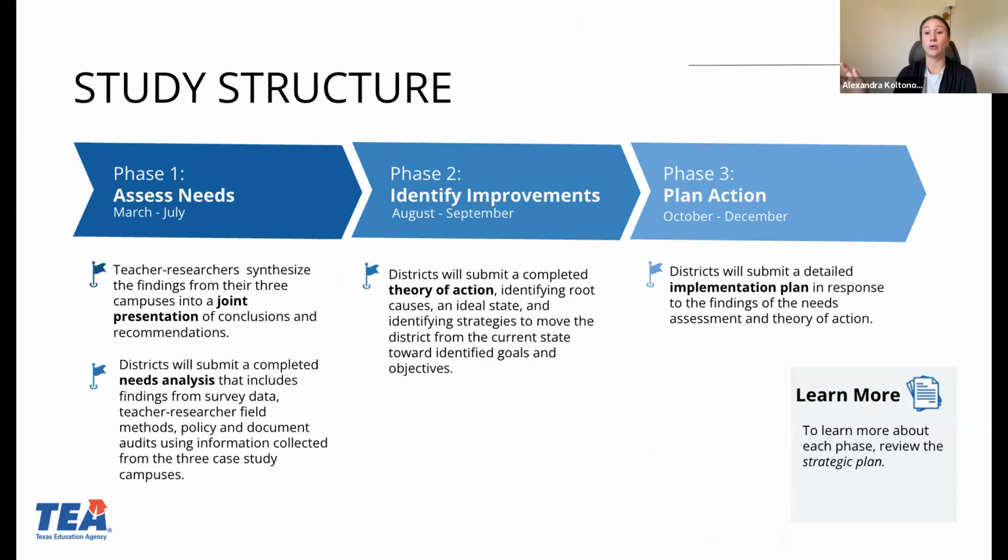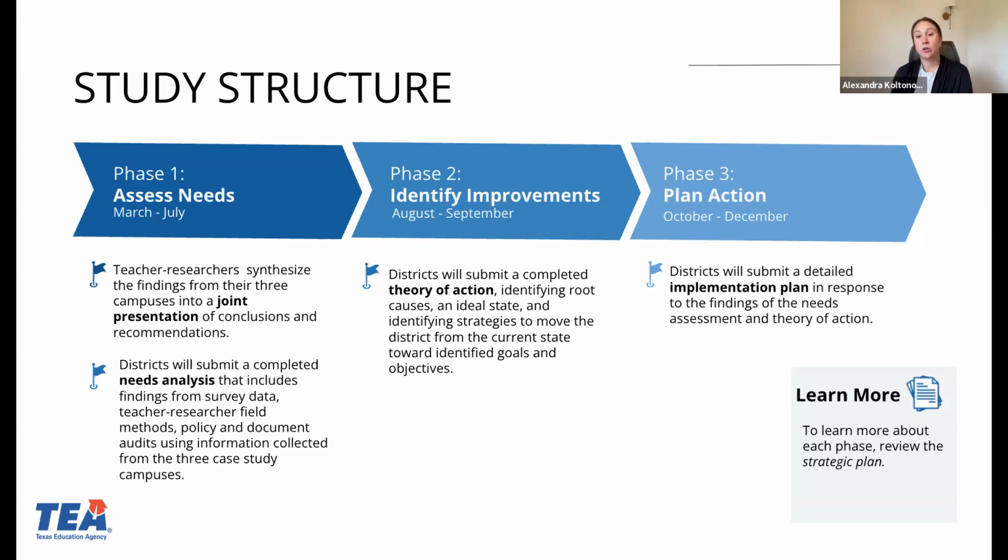So this is when you went through, collected all of that data, synthesized your findings into that presentation, and then with your support, the district quality improvement team put together that long needs assessment that included data from all those different data sources. Now, using that needs assessment, we've moved into phase 2, where we're working to identify improvements.